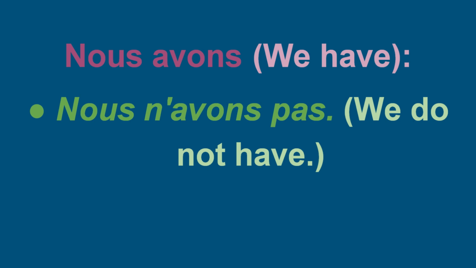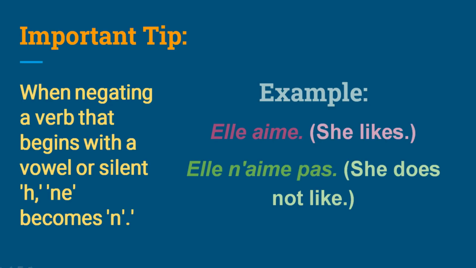Important tip: when negating a verb that begins with a vowel or silent H, ne becomes n'. Example: Elle aime, she likes. Elle n'aime pas, she does not like.